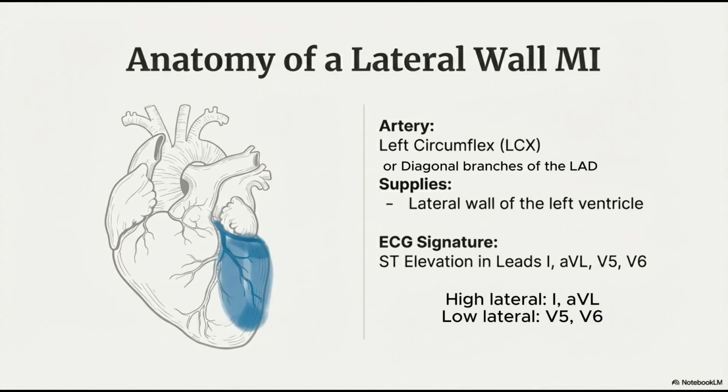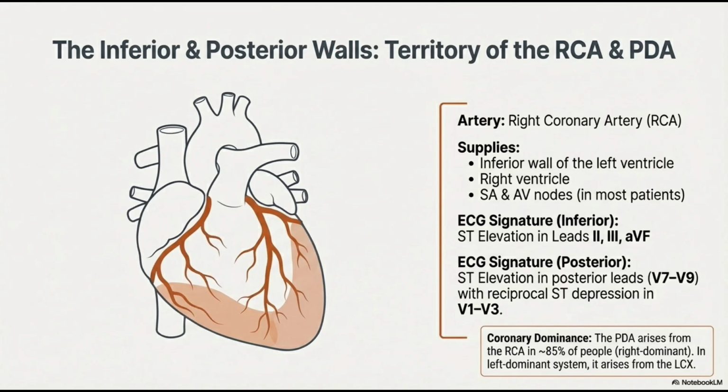Then if we pivot laterally, the lateral wall, that's the domain of the LCX, the left circumflex artery. And that injury would light up where? In leads I, AVL, V5, and V6. Okay. And finally, the inferior and posterior walls. That's typically the realm of the RCA, the right coronary artery, though sometimes the LCX can contribute. The inferior injury is captured by ST elevation in leads 2, 3, and AVF.